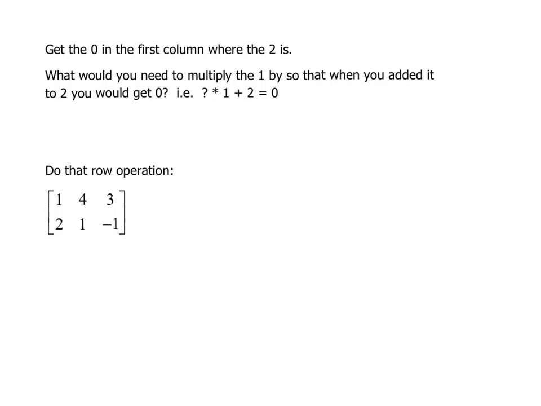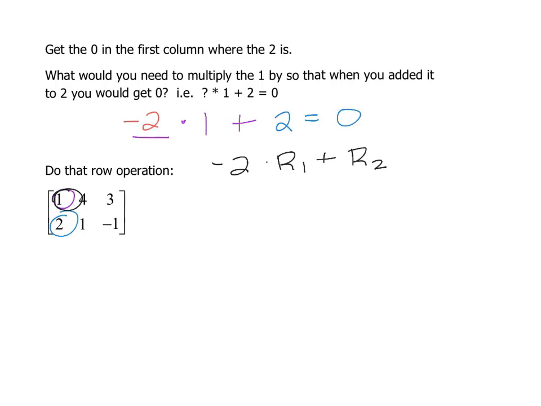So what we're going to do is ask ourselves, what number would I need to multiply by this 1 so that when I add it to this 2, I get 0? Well, I would need to multiply that 1 by negative 2 so it will cancel out the 2. The row operation that we're going to do is negative 2 times row 1, because that's where this 1 is, plus row 2, and that's going to become my new row 2.